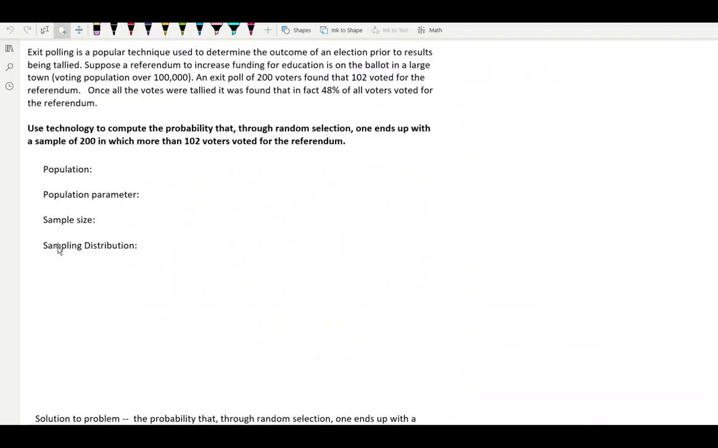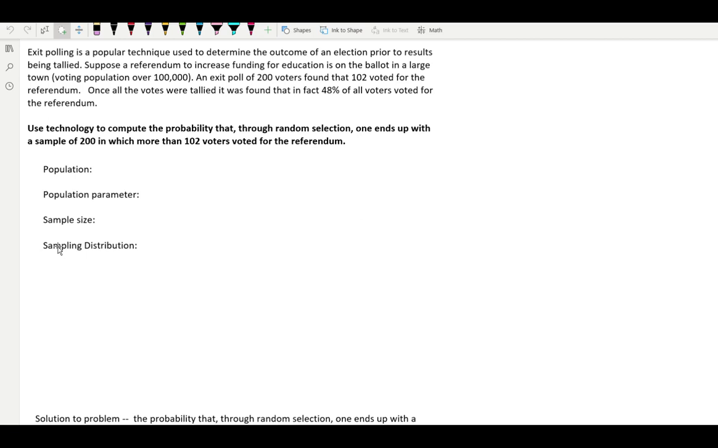Exit polling is a popular technique used to determine the outcome of an election prior to results being tallied. Suppose a referendum to increase funding for education is on the ballot in a large town with a voting population over 100,000. An exit poll of 200 voters found that 102 voted for the referendum. Once all the votes were tallied, it was found that in fact 48% of all voters voted for the referendum.